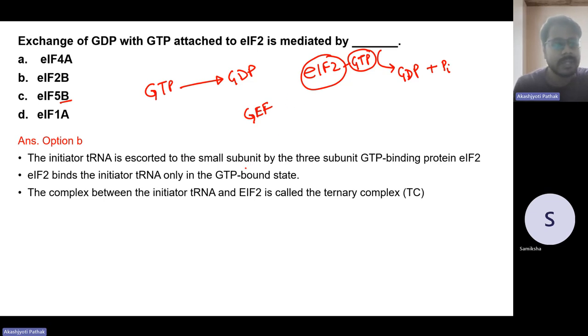Okay. So the initiator tRNA is escorted to the small subunit by the three-subunit GTP-binding protein EIF2. EIF2 binds the initiator tRNA only in the GTP-bound state. This is one important point you have to remember: eukaryotic initiation factor 2 can only bind to the initiator tRNA when it is bound to GTP. And this complex between the initiator tRNA and EIF2 is called the ternary complex.